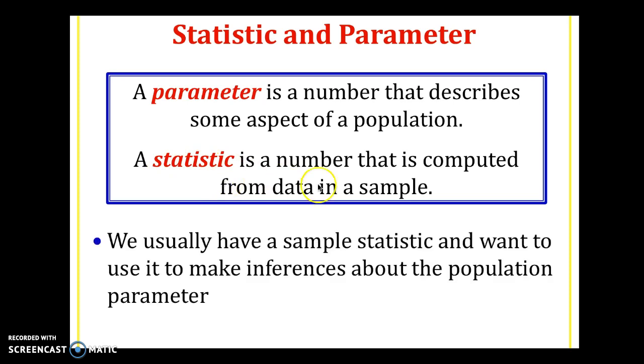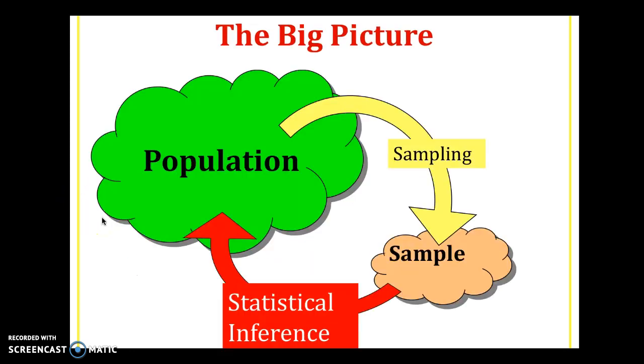Okay, so we usually want to have a sample statistic and make some inferences about a population parameter. Again, think population and parameter go together. Parameters are ideas about a population, and a statistic is a concrete number, a data point that we get from a specific sample.